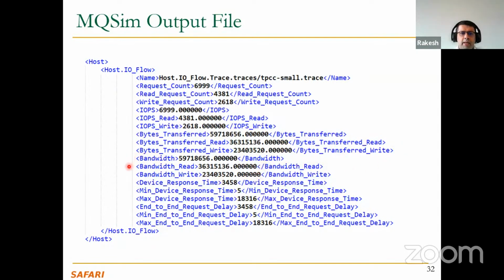And we also have bandwidth numbers and the device response time, the minimum device response time, the maximum device response time, and the end-to-end request delay, which we discussed earlier. So these numbers are provided as part of the output file, and this will be very helpful in analyzing the performance of the SSD or the policies that are there.